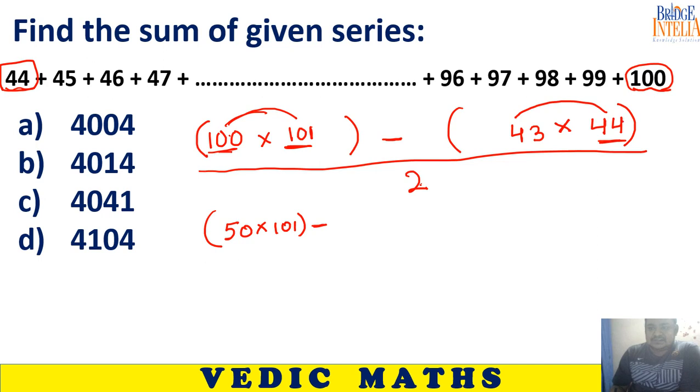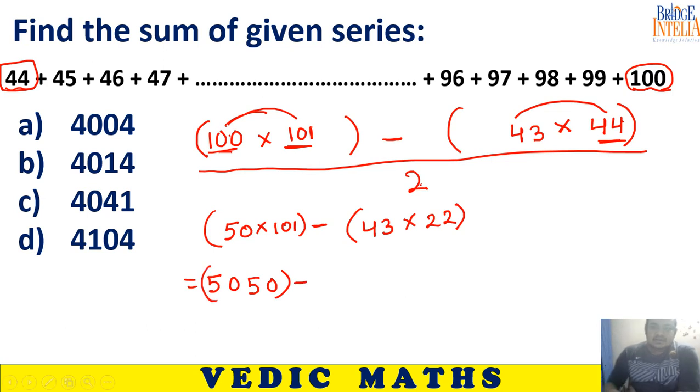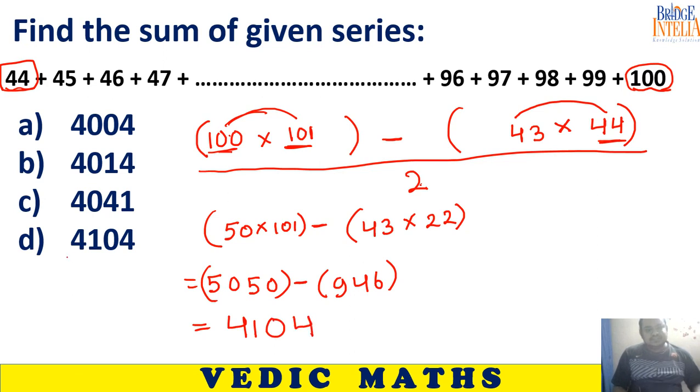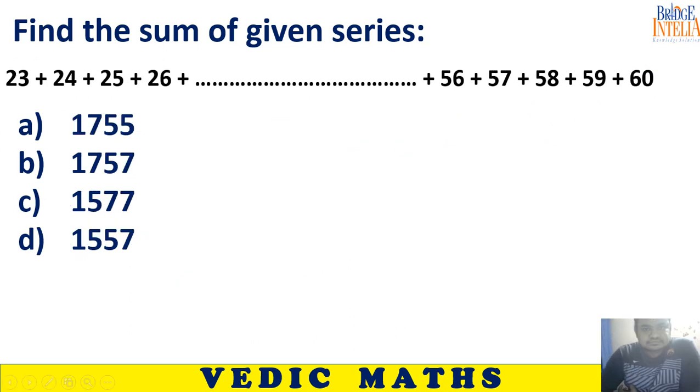Minus, this 2 and this 44 will also be cancelled. So 43 into 22. So this is 50 into 101 minus 43 into 22, which is 946. So this comes out to be equal to 4104. This is the final answer. So I have taught you the shortcut. You can rewind this video and have a good look at the shortcut again. Anyways, let's take one more question and see how this shortcut works.